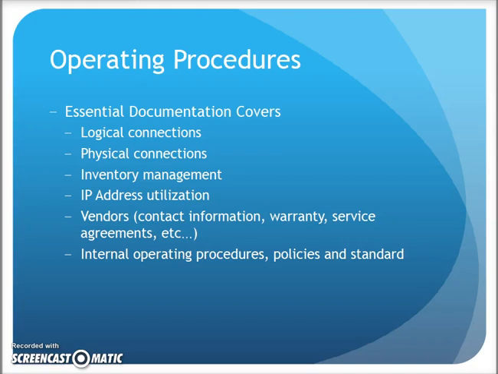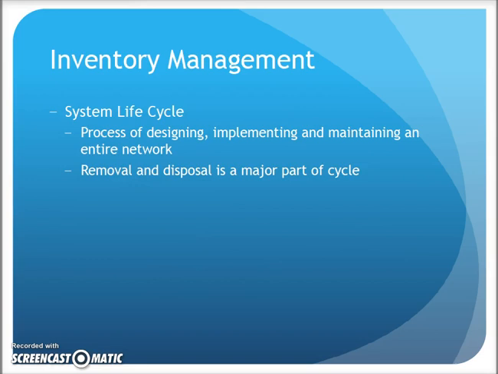All right, CNT120, Chapter 2, our last little chunk here on operating procedures. Now we're going to move into a different set of documentation. The first set of documentation was about the network and the connections and the ports and that sort of thing. We have a whole other set of documentation that needs to happen, including things like inventory management, IP addressing, vendors, policies, procedures, that sort of thing.